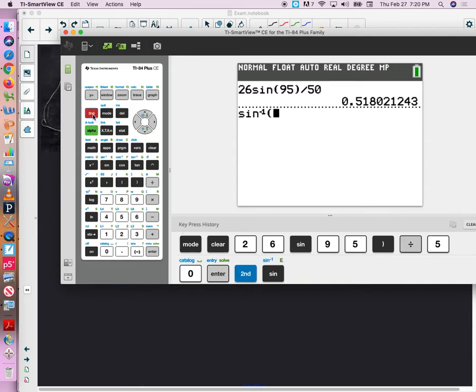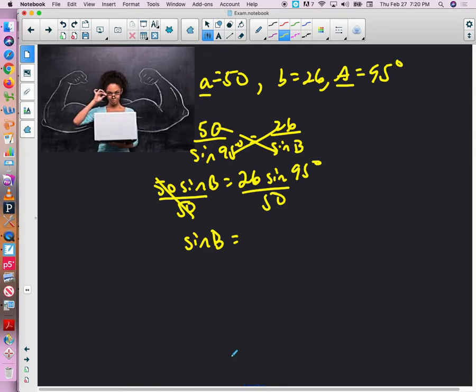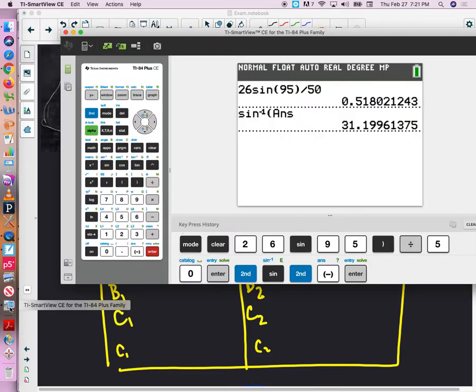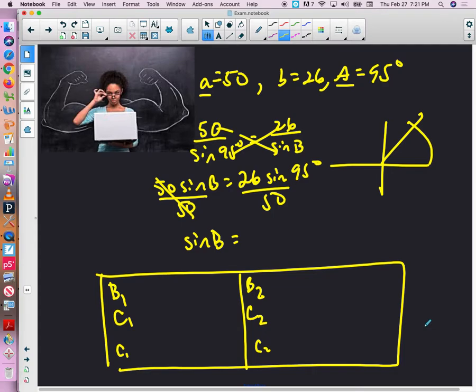And so it's 31.199 or so. In these boxes on your sheet, let's get ready for angle B1 and angle B2. There's two possible triangles I can build with this. It just checked the first quadrant and gave me 31.199 degrees, or 31.120, you could round it.